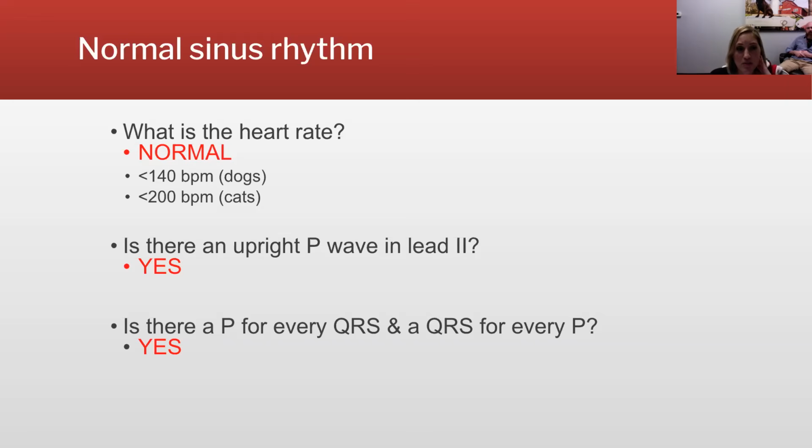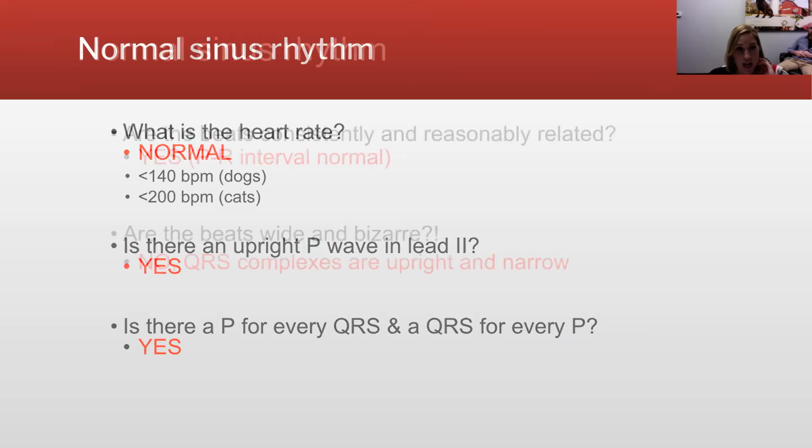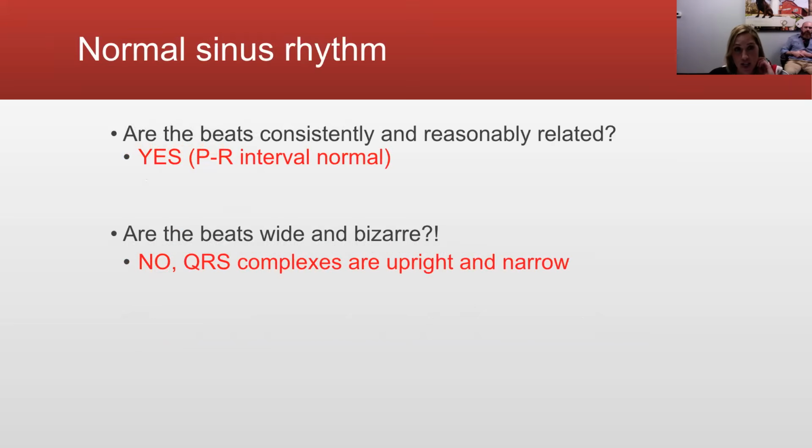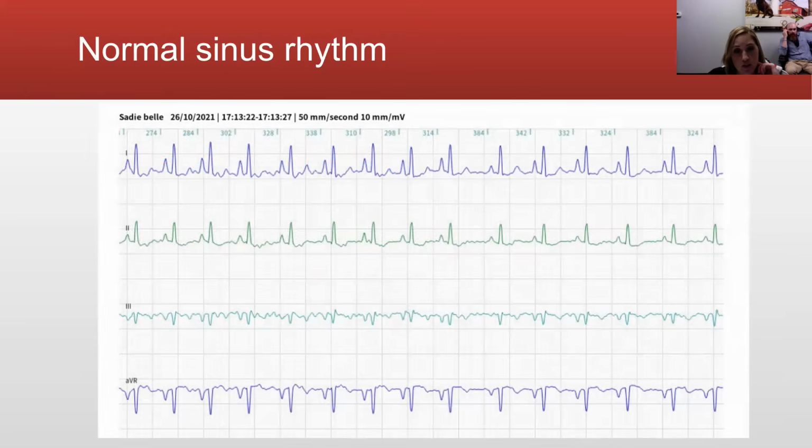With the normal sinus rhythm, there will be an upright P wave in lead 2. There will be a P for every QRS and a QRS for every P, and they will be consistently and reasonably related. So that means that the PR interval, the distance between the P and the QRS complex, is normal and consistent. Are there any beats that are wide and bizarre? No. The QRS complexes should be upright and narrow or normal looking. So this is a very typical normal sinus rhythm.